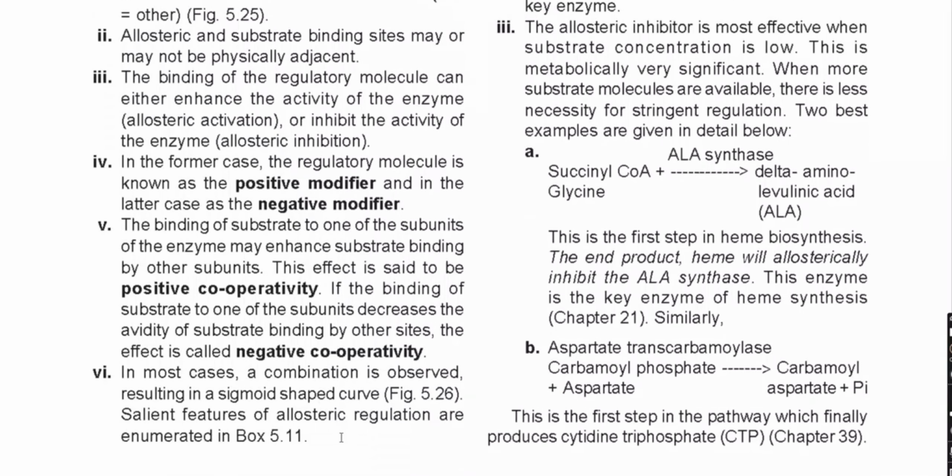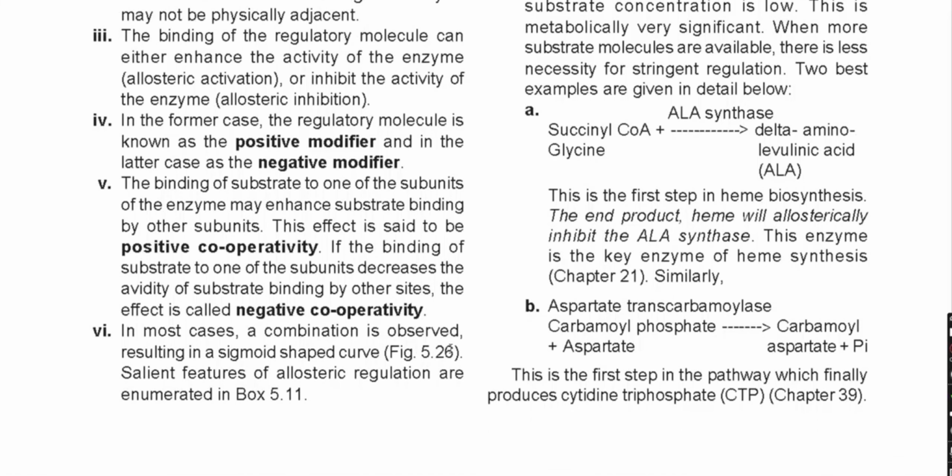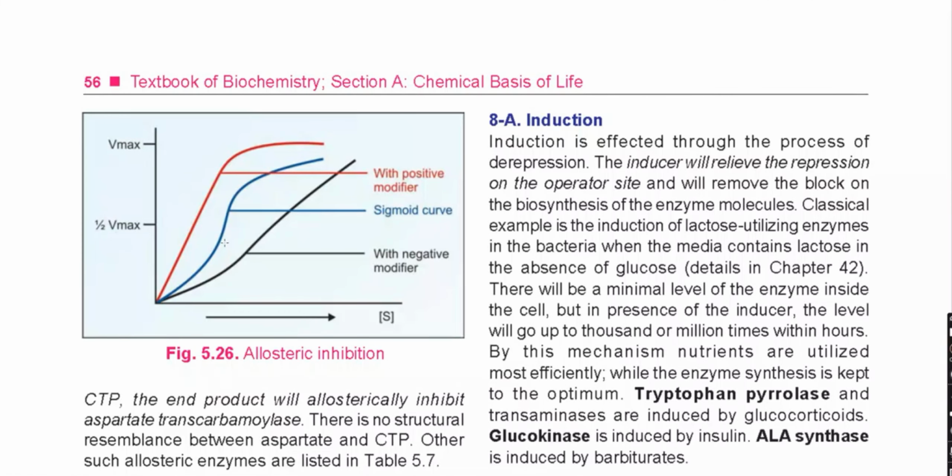If you look at the curve, this is the allosteric inhibition curve, and here the sigmoid curve lies in between the positive and negative modifier curves. So this is the Vmax, half Vmax, and substrate. Whenever we increase the substrate concentration, the graph shows the positive side with the positive modifier or modulator, and the graph shows the negative side when we add the negative modifier. Otherwise, in normal condition, it is the sigmoid curve.